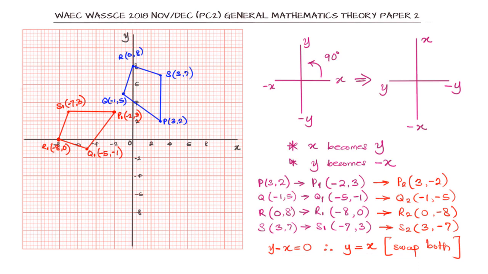Then, continue with the problem. We are asked to define y minus x is 0, and we have gotten those values as P2, Q2, R2, and S2. So P2 is 3, minus 2. Q2 is minus 1, minus 5. So x is minus 1, y is minus 5. So this is here as Q2. Then R2 is 0, minus 8. And then S2 is 3, minus 7. And I can also join all the points.